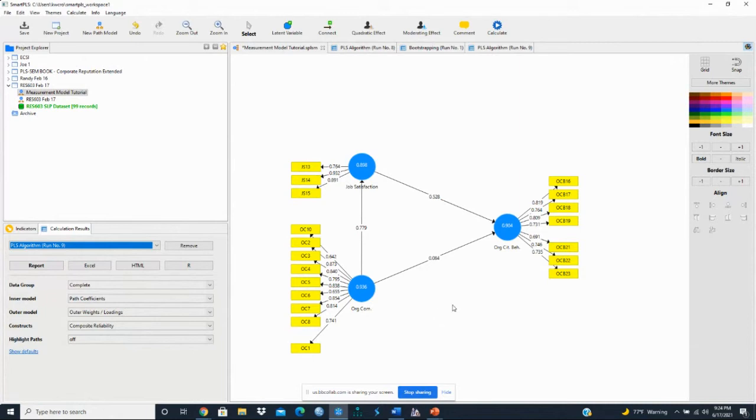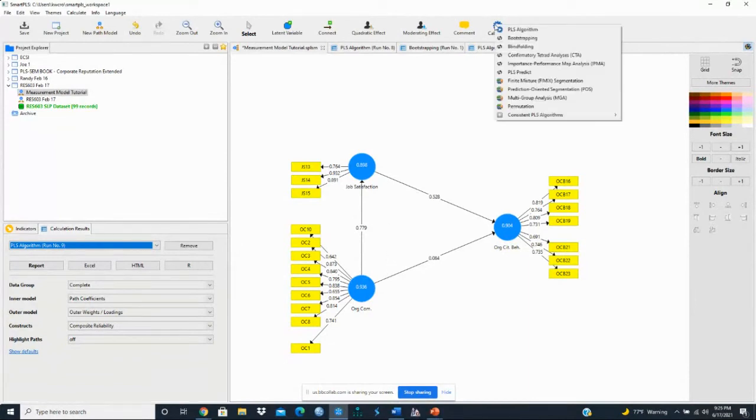We had three hypotheses. Organizational commitment is positively related to organizational citizenship behavior. Job satisfaction is positively related to organizational citizenship behavior. And job satisfaction mediates the relationship between organizational commitment and organizational citizenship behavior. Okay, so those are our three hypotheses.